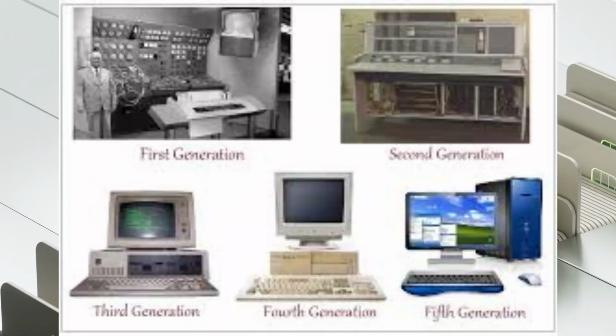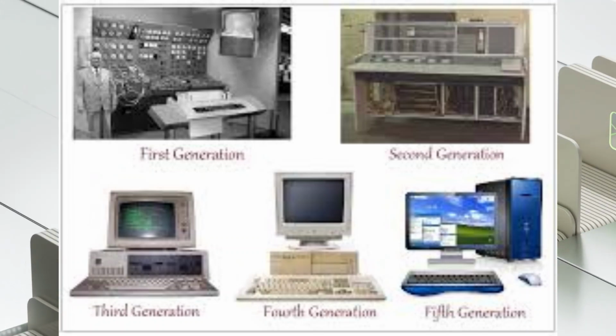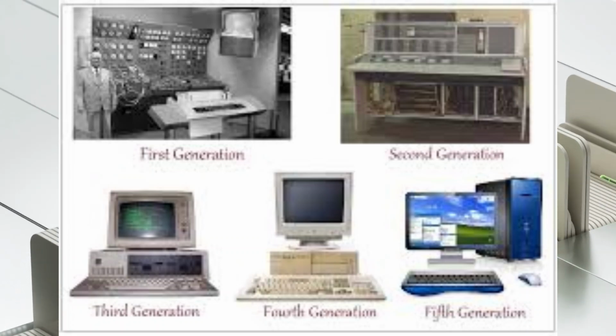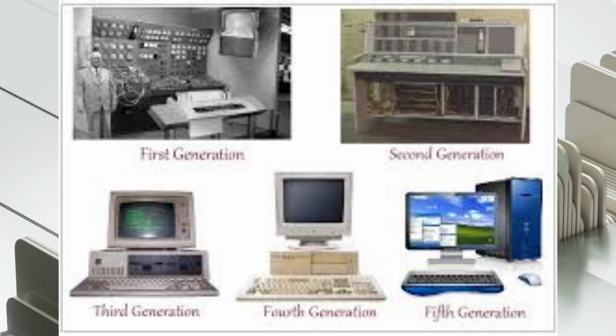Finally, the historical development of the computer can be divided into 4 phases or generations as follows. The first generation computers used vacuum tubes. The second generation computers used transistors. The third generation computers used integrated circuits, ICs. The fourth generation computers used large-scale integrated, LSI, circuits and very large-scale integrated, VLSI, circuits.